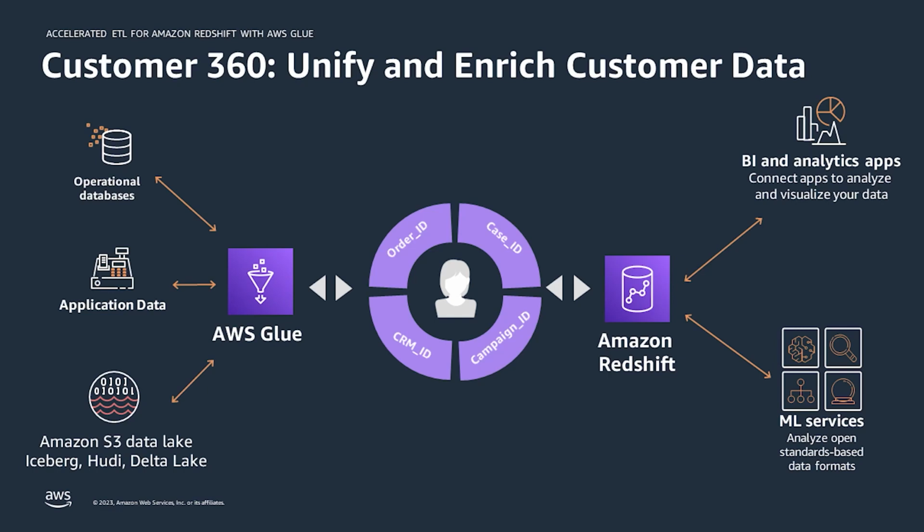If we take a look to the left, we see a tapestry of operational databases, application data, and of course, Amazon S3 data lakes, where customers are continually looking to sophisticated new options like transactional data lakes, for example, Iceberg, Hudi, and Delta Lake. On top of all this, AWS Glue scales automatically, has pay-as-you-go billing, and increases agility and optimizes costs.